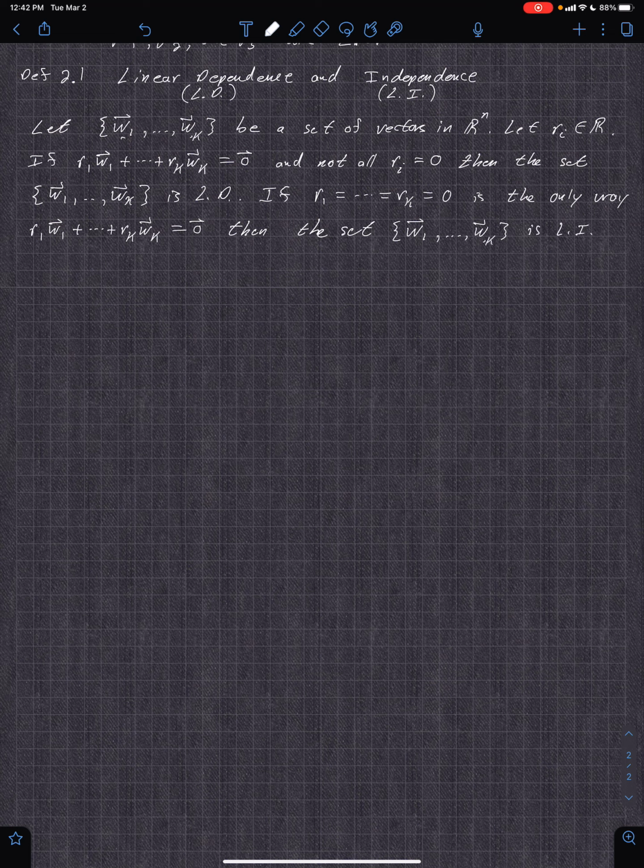So let's just recap that one. So linearly dependent and independent. It's looking at the sum of vectors.